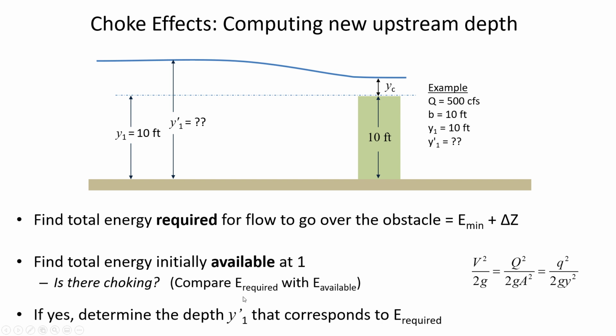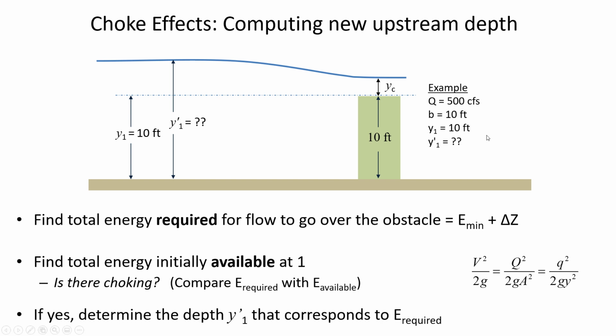And if there's more energy required than there's available, then choking will occur. And then the new flow depth is going to be whatever is the minimum flow depth that gives you that required energy. All right, so we've got just 6 minutes, and I don't know if that would be enough time for you to actually crunch the numbers yourself.